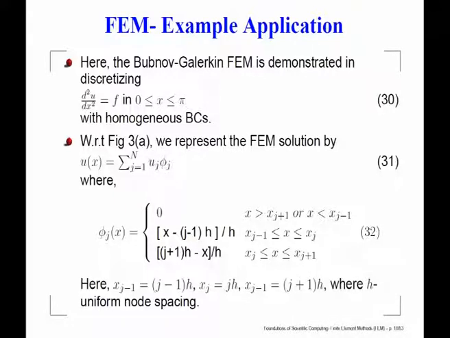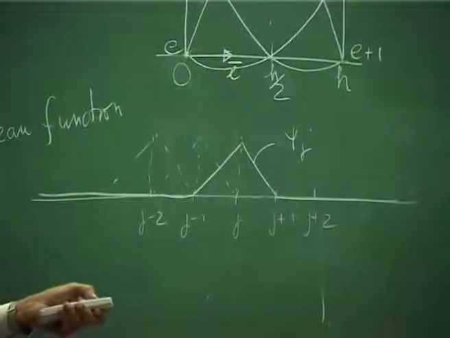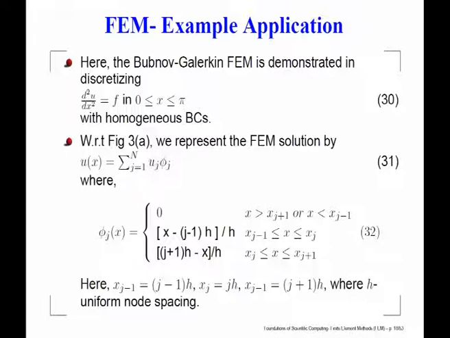What we are going to do is that we have drawn a figure like this, which we call figure 3a. There we will represent the unknown u of x in terms of the nodal values times this phi j. As you can see, this phi j, as we have drawn here by the solid line, is 0 outside j minus 1 and j plus 1. That's the first relation, which tells you that everywhere else it's identically equal to 0.